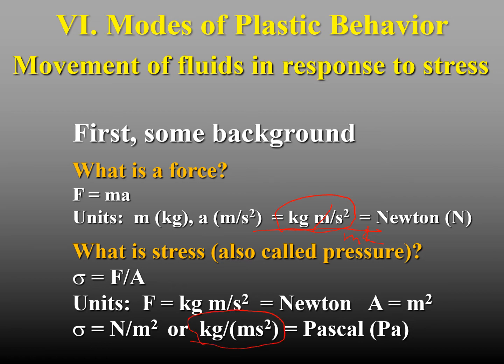It looks a lot like a Newton, right? Difference between the two is for a Newton, the meter is in the numerator, and for stress, meter is in the denominator. This unit is called a Pascal. A unit of pressure or stress is Pascal. Unit of force is a Newton.